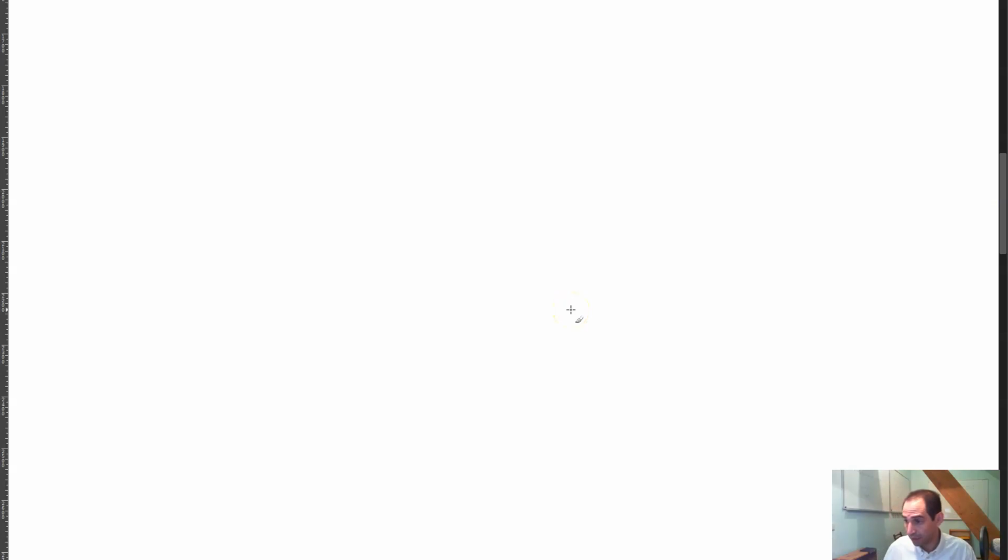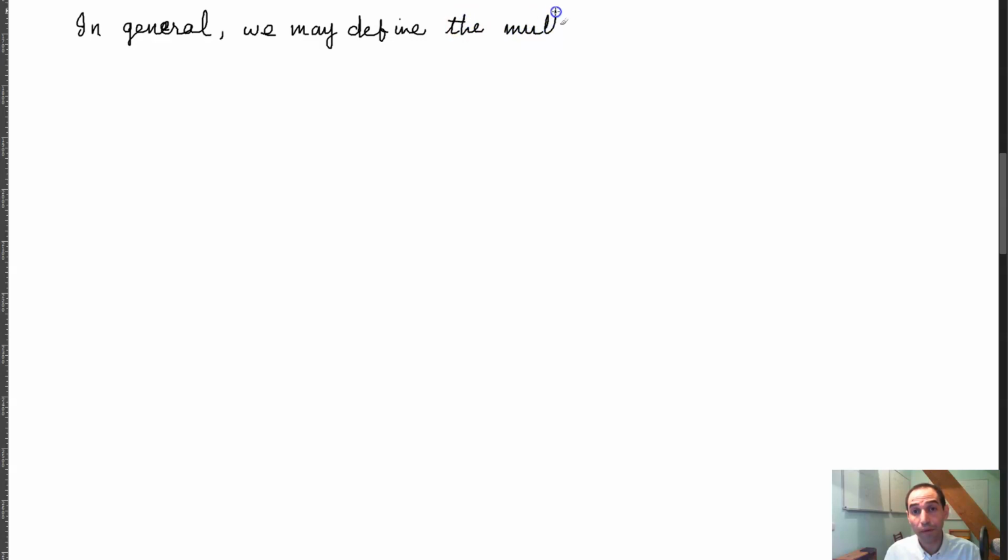Now, in general, we may define multiplication of a matrix by a scalar as follows.